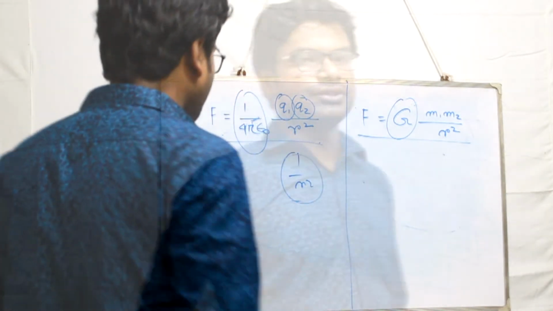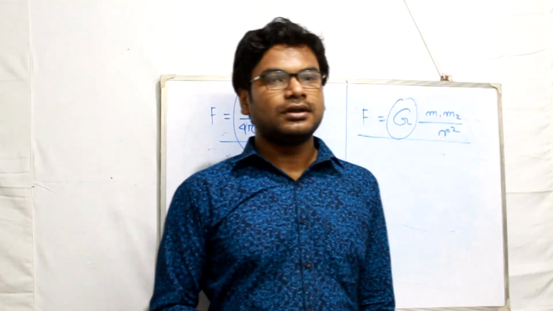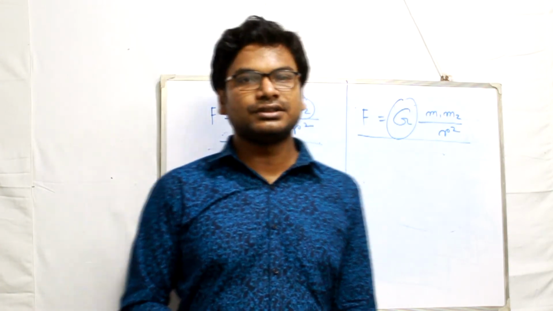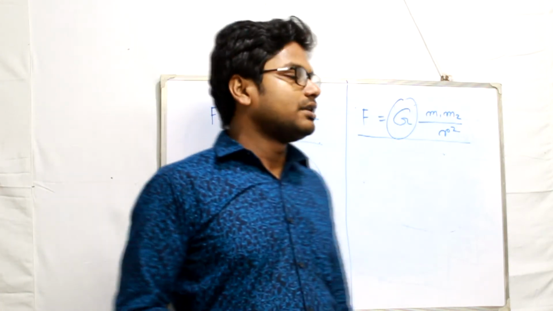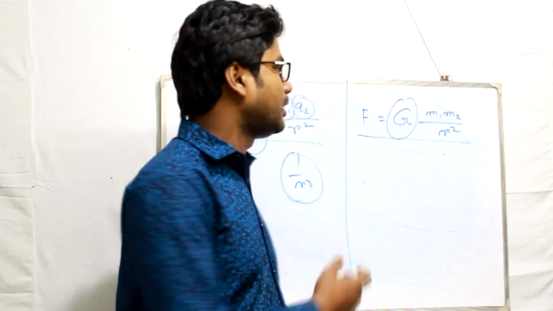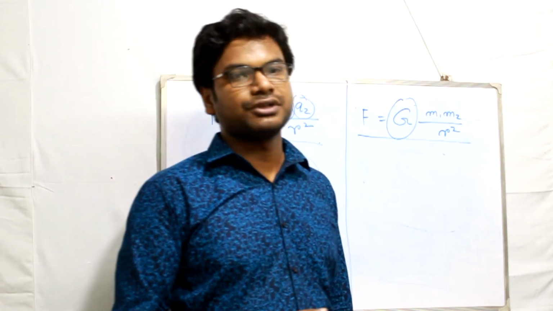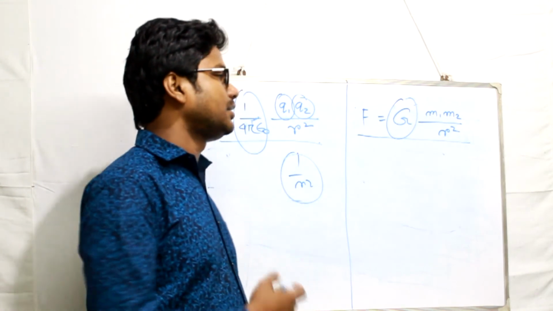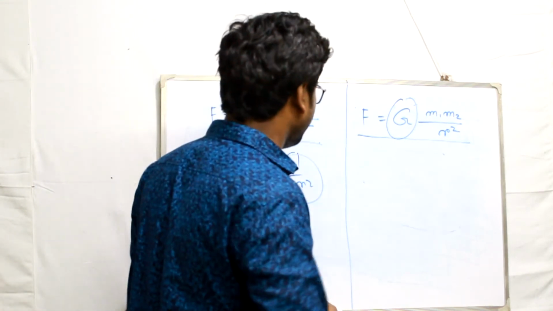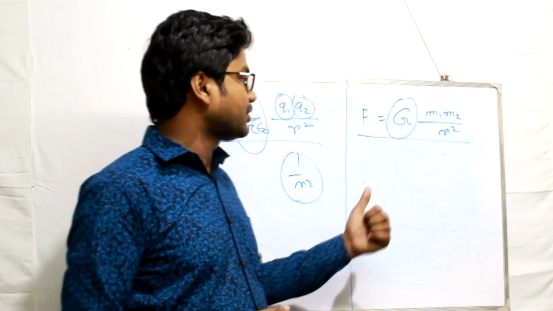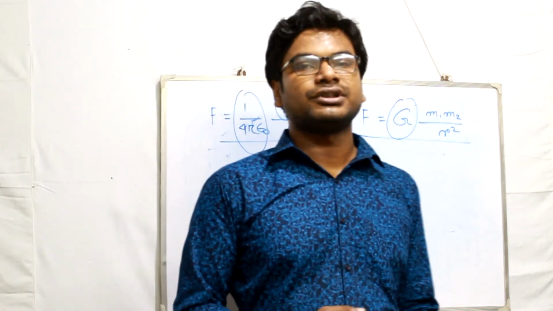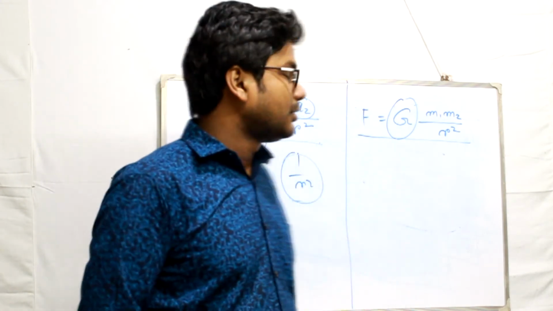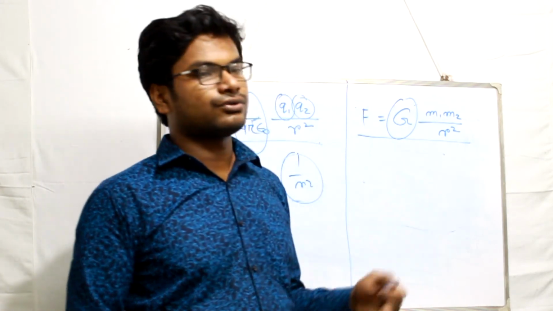So the first comparison is strength. The most beautiful thing is that there are four kinds of interactions in this universe: electrostatic interaction, gravitational interaction, strong interaction, and weak interaction. Out of these four, the electrostatic interaction follows the inverse square law, and the gravitational interaction follows the inverse square law, but the strong and weak interactions don't follow the inverse square law. That is the difference between these two laws and the strong and weak interactions.